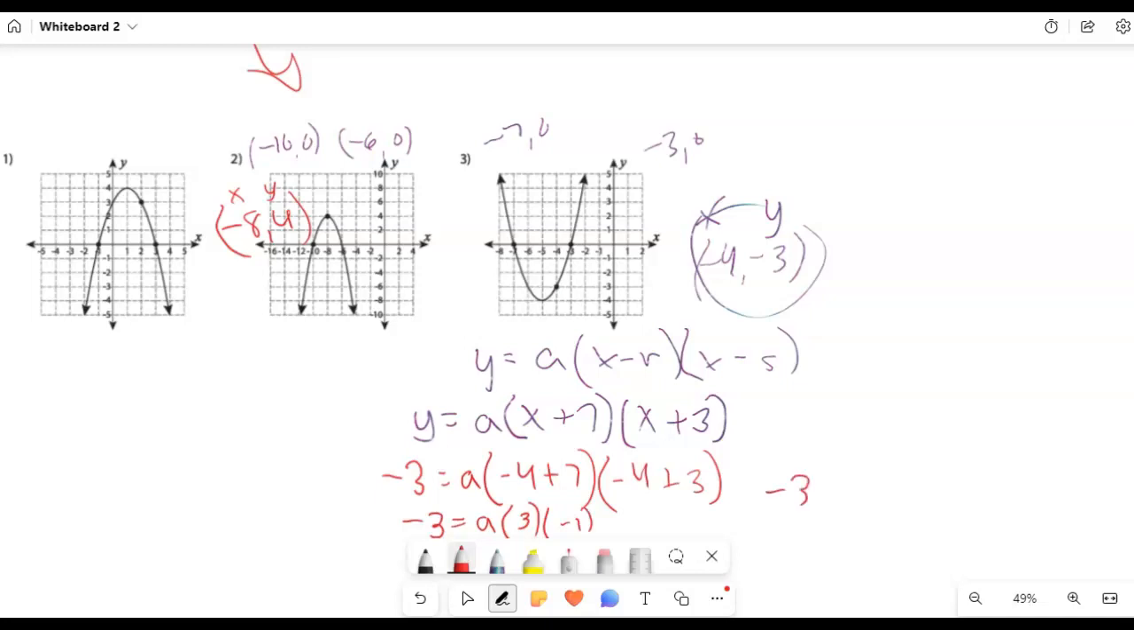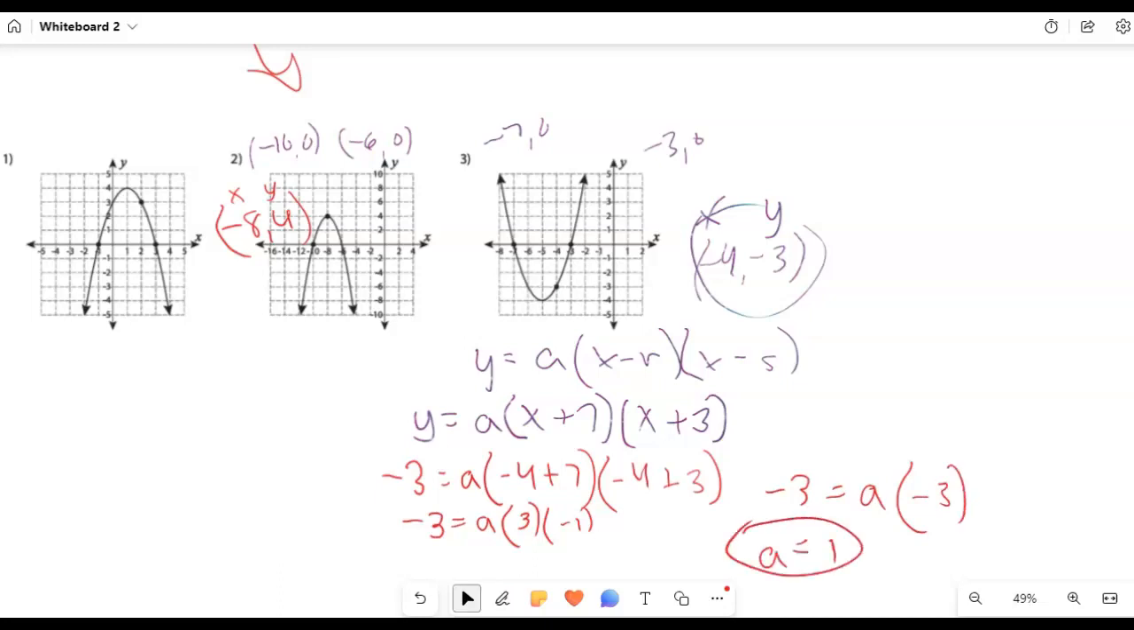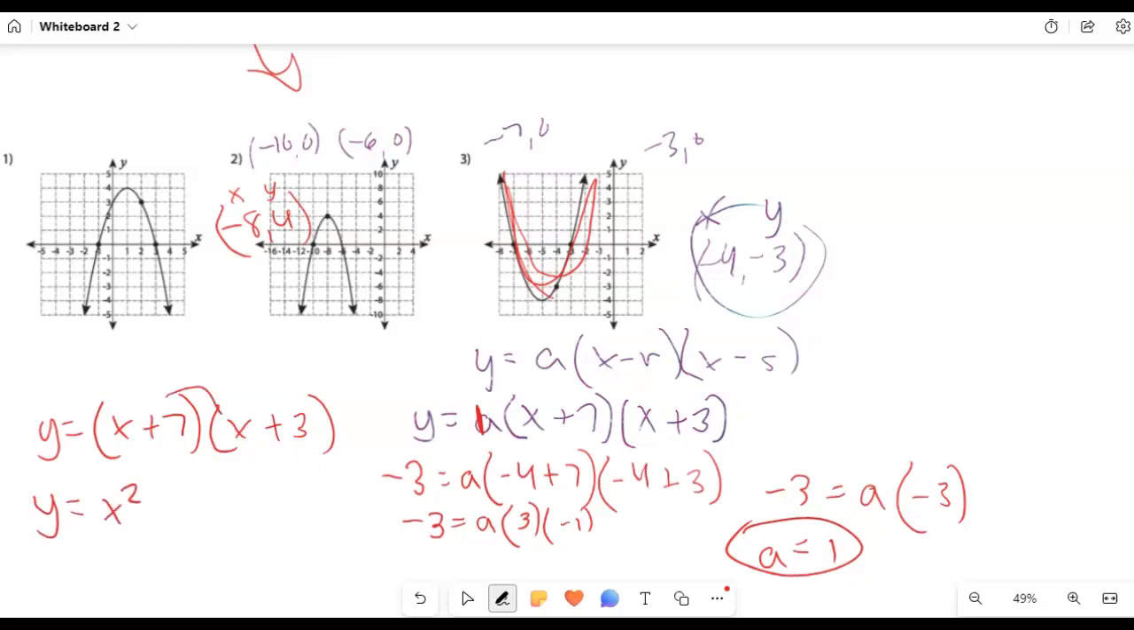So we'll get negative 3 equals a times negative 3, and then this time a is just going to equal 1, because negative 3 divided by negative 3 is a positive 1. And so our equation this time, replacing this a with 1, is y equals x plus 7 times x plus 3. That makes sense. We have a positive coefficient because we have an open upward graph, and so this would be x squared plus 7x plus 3x is plus 10x, and then plus 21.